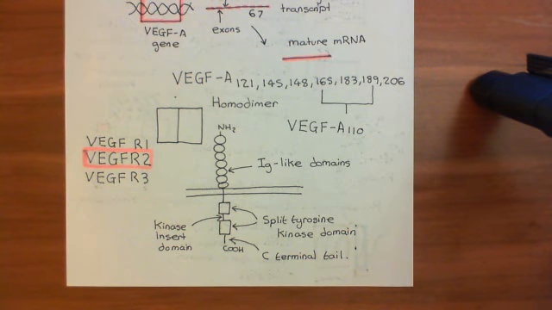In the next video, what we'll do is discuss how a VEGF-A homodimer is going to come and bind to 2 vascular endothelial growth factor receptor 2 proteins, dimerize them together, and then what will follow is autophosphorylation.